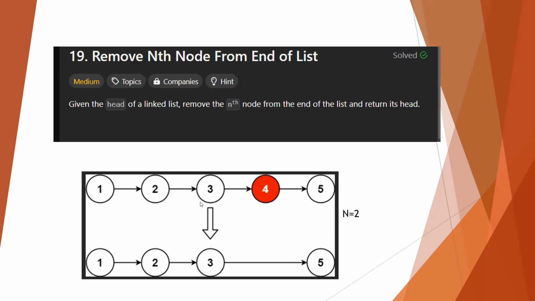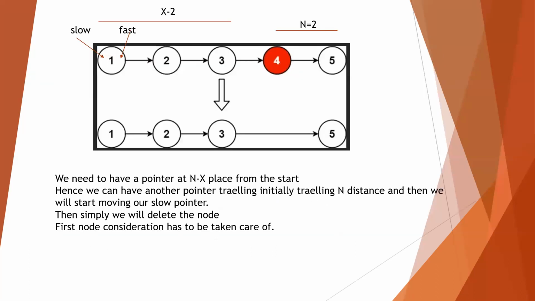But the catch here is we can also do it as it is also written in the follow-up of the question. We can also do it in one pass. That is, we can traverse all the elements only once and can delete this. So let's see the algo for that. Now, let's understand from this.